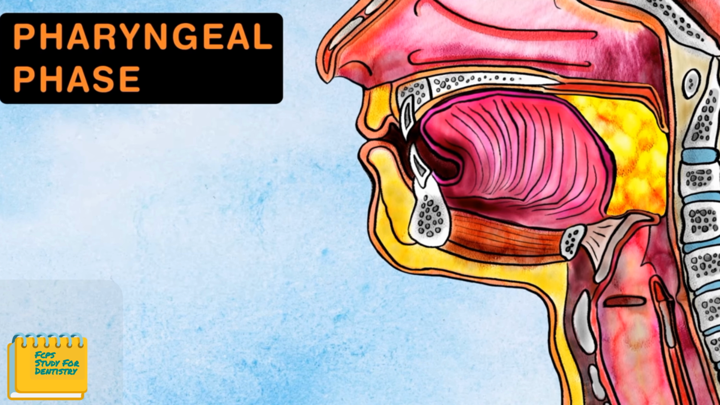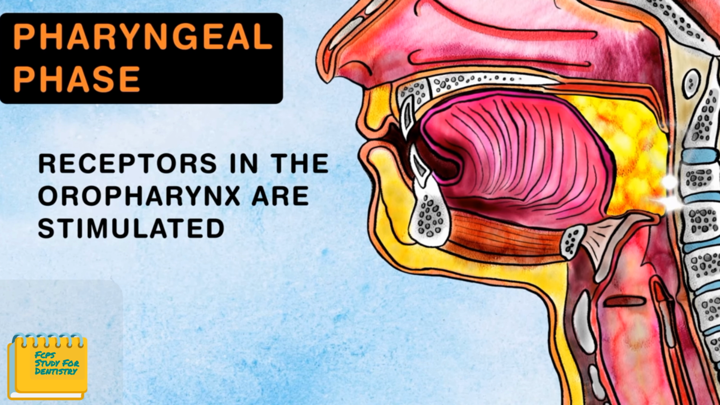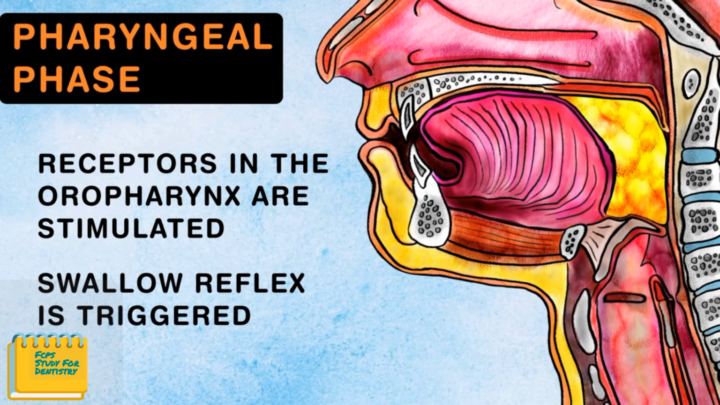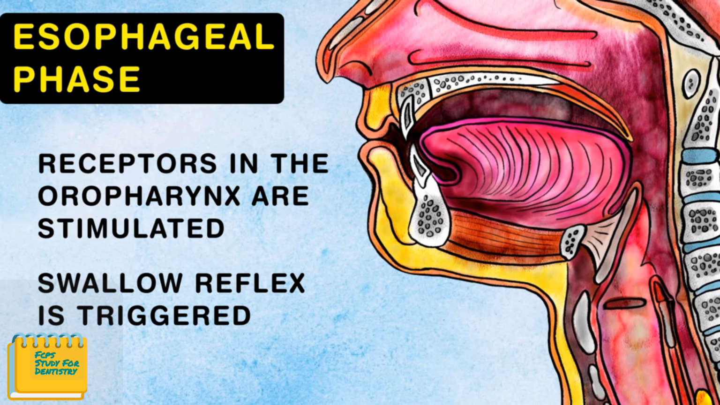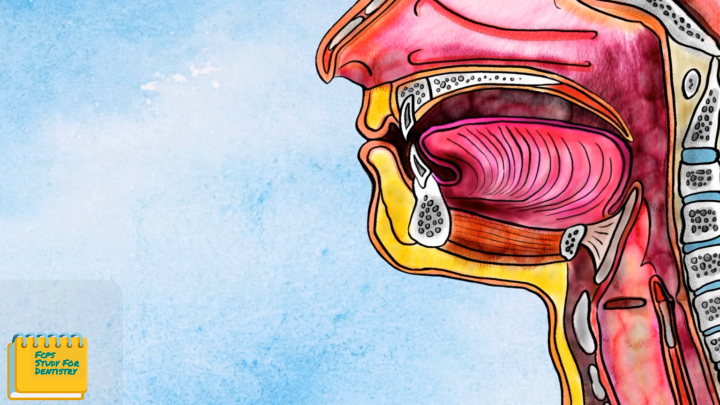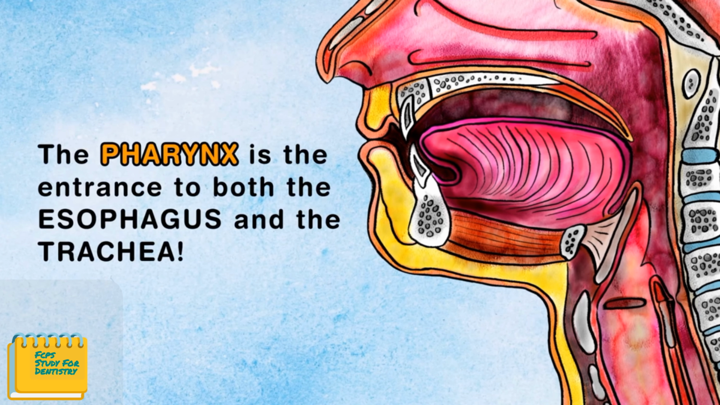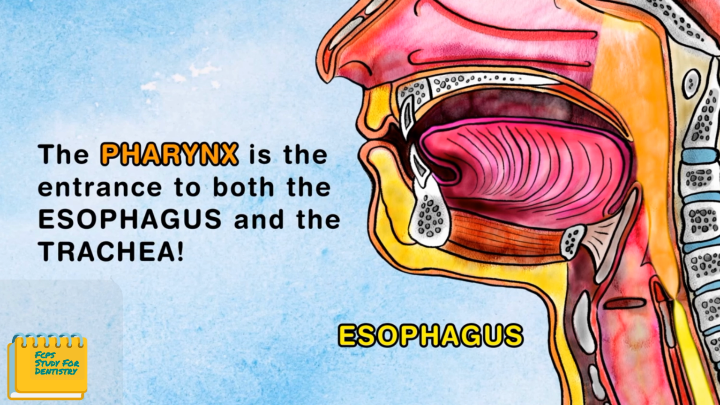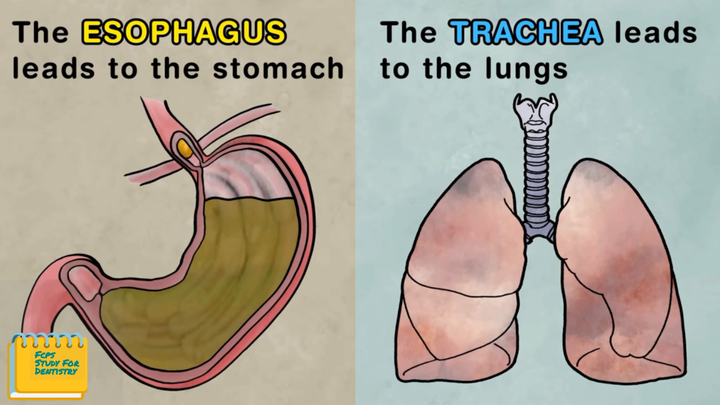The pharyngeal phase begins when receptors in the oropharynx are stimulated. This triggers initiation of the swallow reflex, which is involuntary. This part of swallowing must be coordinated perfectly because the pharynx is the entrance to both the esophagus and the trachea. While the esophagus leads to the stomach, the trachea leads to the lungs.